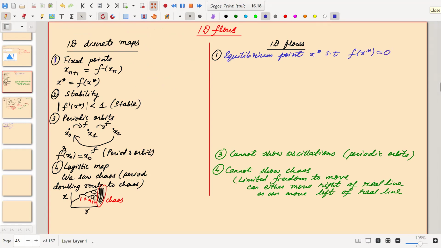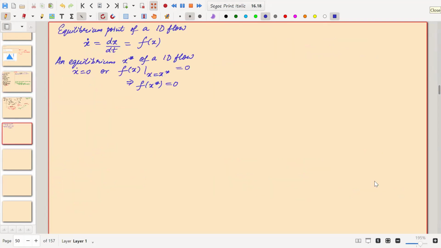Can you see the difference between the definition for a map and for a flow? One is x star equals f of x star, another is f of x star equals 0, right? So for a 1D flow, you have x dot equals f of x. Fine. Now you know how to compute an equilibrium point of a 1D flow, right? So now what is the next usual step? Any idea?